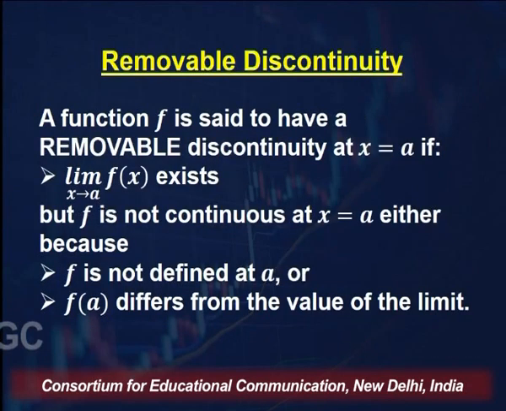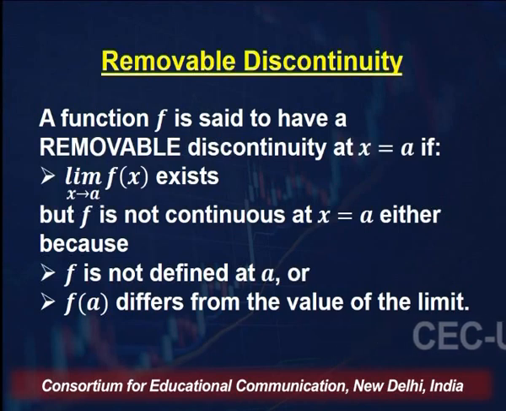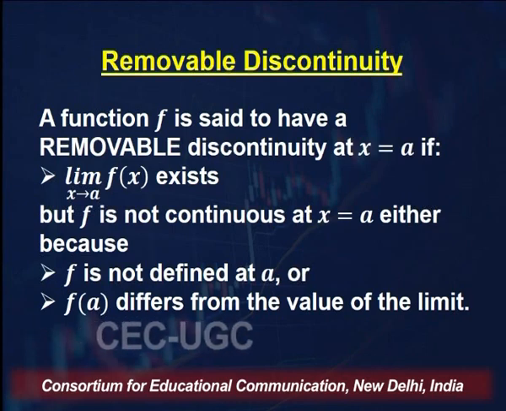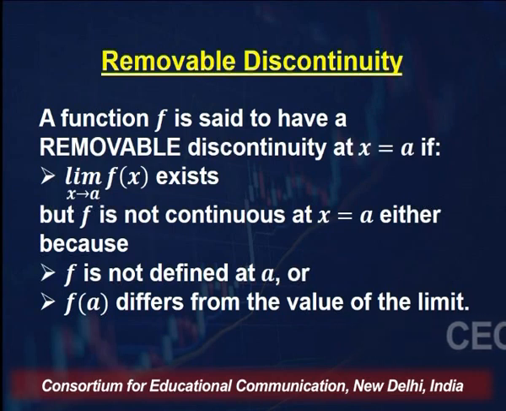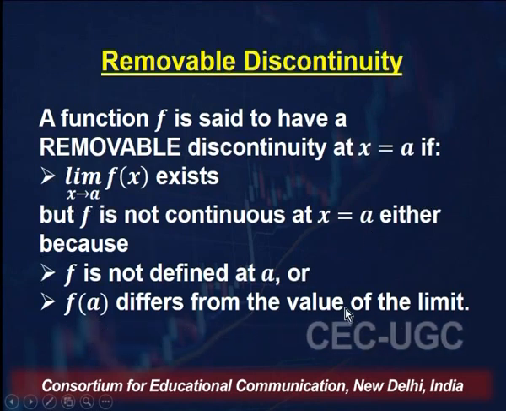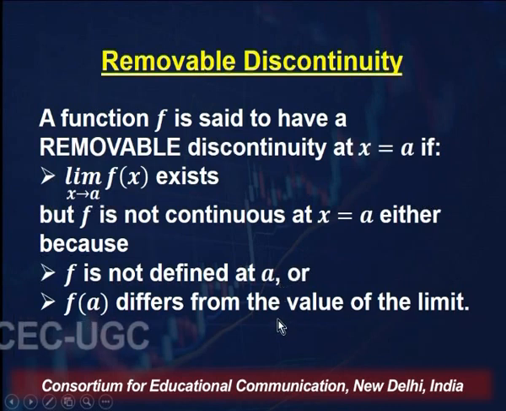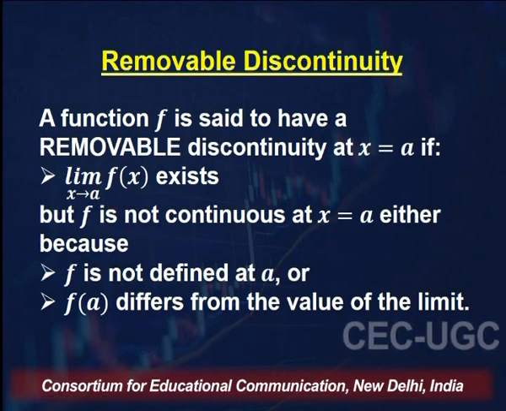So the limit exists. Note the conditions, because you'll be able to keep things straight if you do things this way. In whichever example we did for removable discontinuity, in the two examples, the limit existed. So the limit exists, but the function is not continuous at x equal to a, either because the function is not defined at a, or the function differs from the value of the limit. So either condition 1 is not fulfilled or condition 3 is not fulfilled. I hope this concept of removable discontinuity is clear to you.